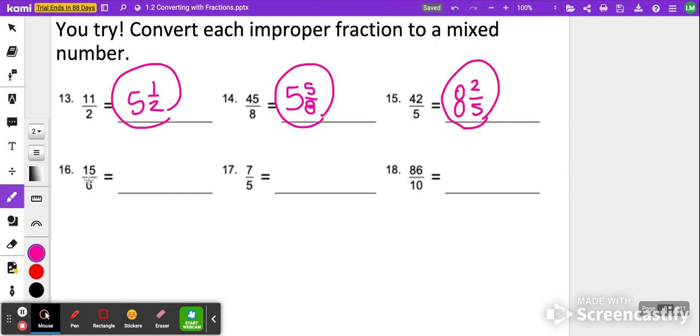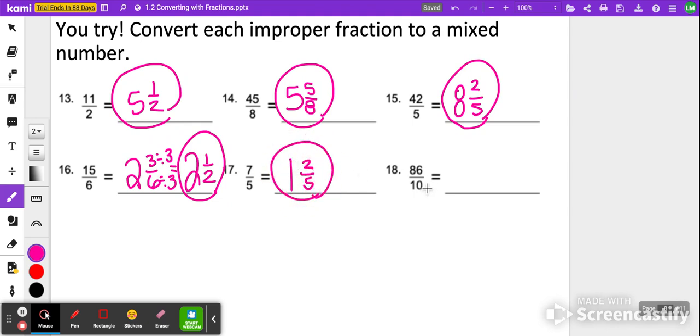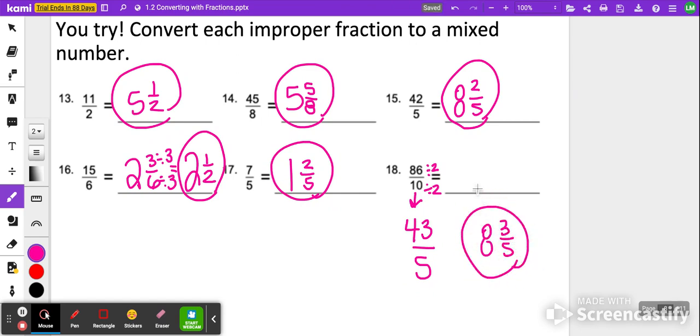Number 16, 6 will go into 15 twice with 3 left over. Now look at this. 2 3/6 can be reduced to 2 1/2, because 3 can go into both 3 and 6 if I divide it just like that. Okay, 7/5, 5 can go into 7 exactly 1 time with 2 remaining. So I get 1 2/5. 86/10. Maybe reduce this one first, because these are big numbers. Half of 86. I'm going to divide both of these by 2. 86 divided by 2 is 43. 10 divided by 2 is 5. 5 will go into 43 8 times with 3 left over. So I get 8 3/5.